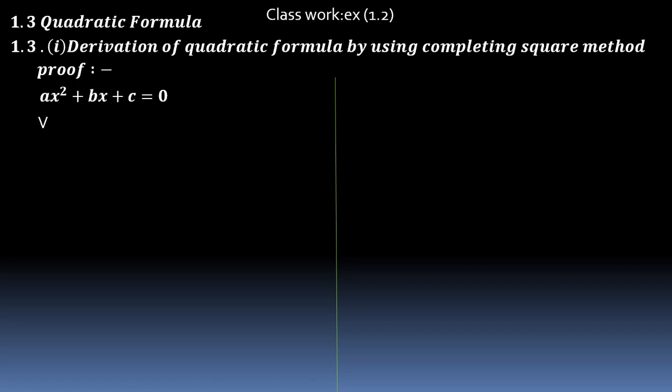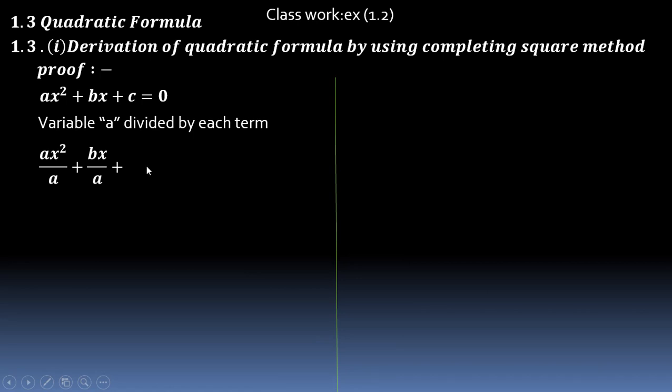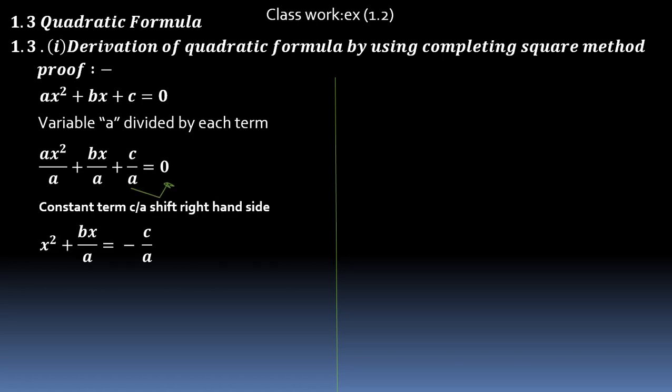Proof: ax squared plus bx plus c is equal to 0 is the standard quadratic equation. Divide each term by a: ax squared upon a plus bx upon a plus c upon a is equal to 0. Shift c upon a to the right hand side and its sign will be changed: x squared plus bx upon a is equal to minus c upon a.